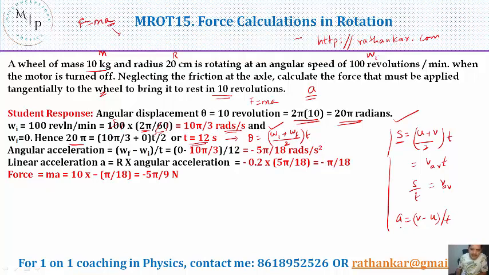Now if I want angular acceleration, I am going to replace this a by alpha. What is this angular acceleration? This is alpha. Then v, what is v? Linear velocity. Now I will put this as angular velocity, and u as the initial angular velocity, divided by the time taken. So I will substitute all this: omega f minus omega i by t. What is omega f? 0. Why 0? Because the wheel comes to rest, it does not turn around. 0 minus 10 pi by 3. How do I get this? I have got it from here. Divided by time, which I just found out to be 12. Simplifying this, I get minus 5 pi by 18 radians per second square.